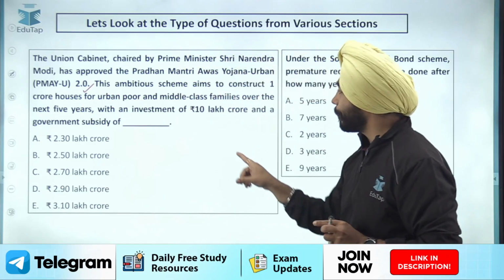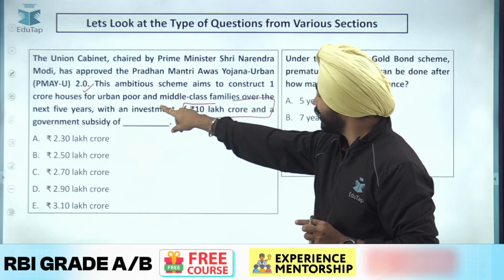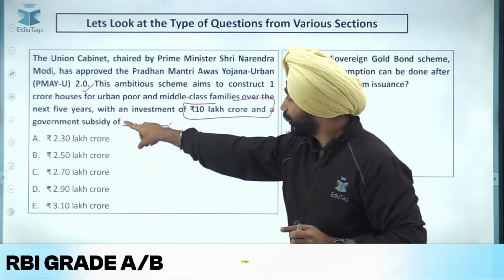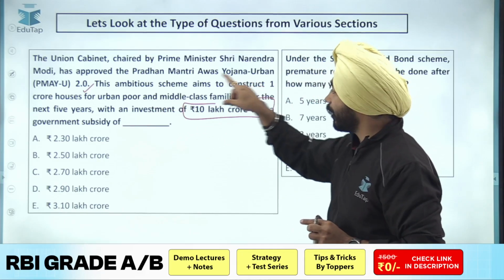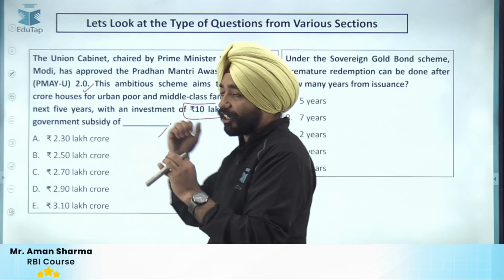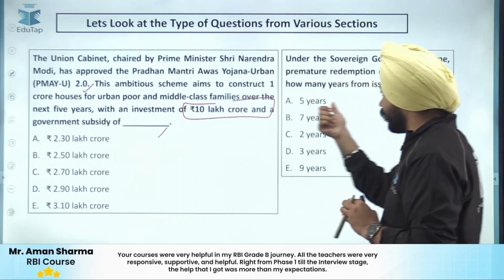The question now is, what is the ambitious aim to construct 1 crore houses for the urban poor with an investment of 10 lakh crore rupees and a government subsidy? What is the government subsidy they are getting? Again, they are focusing on what are the recent changes we are making here. Look at the question here.